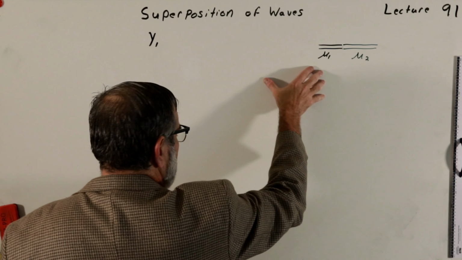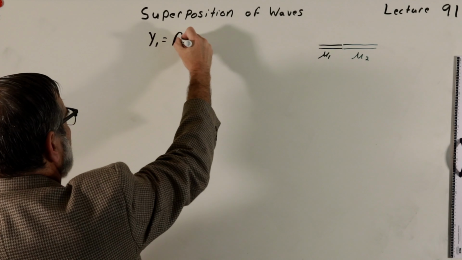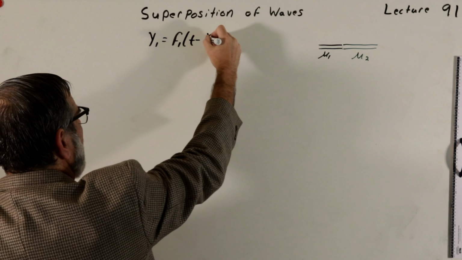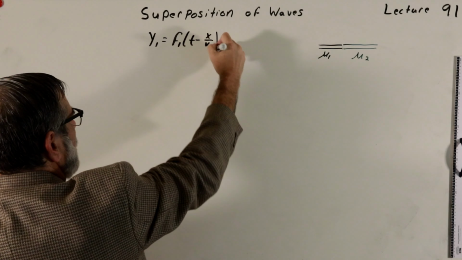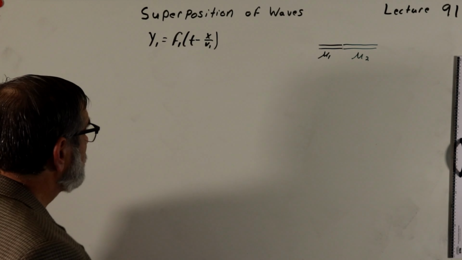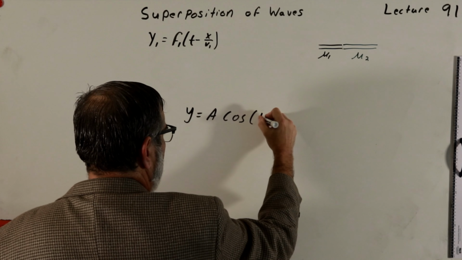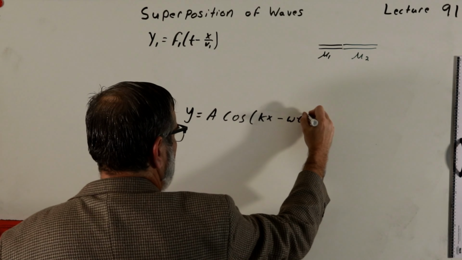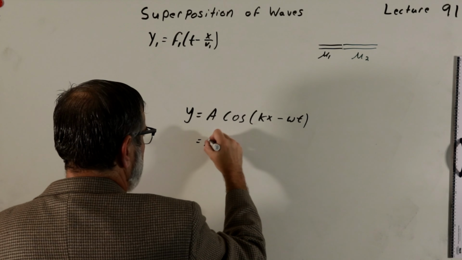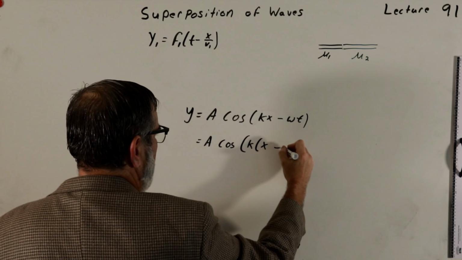So the wave in medium 1 can be written as a combination of two waveforms. We'll call the first one f1, which is going to be a function of t minus x over v1. Let me explain what I'm doing here. If I write a wave equation like y equals a times cosine of kx minus omega t, I could, for example, factor out a k from both of these, and this would just be a cosine of k times x minus omega.